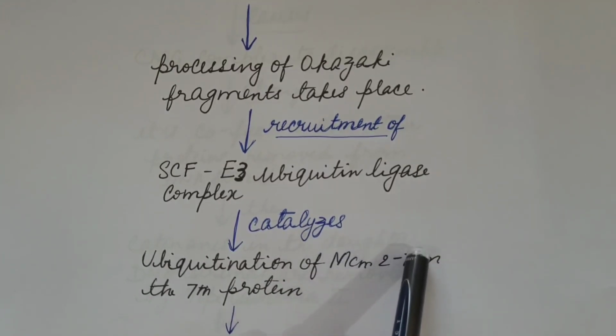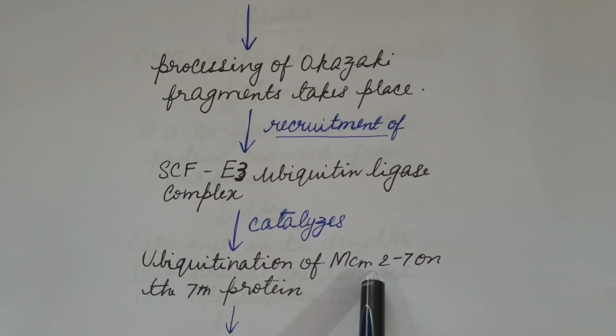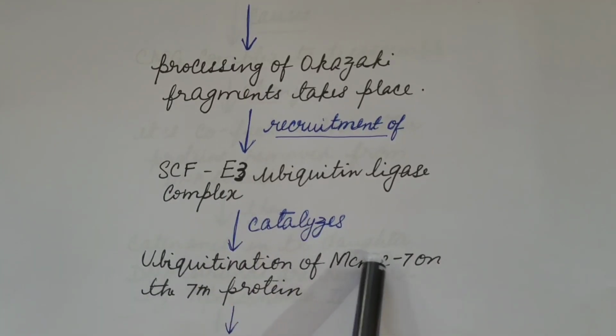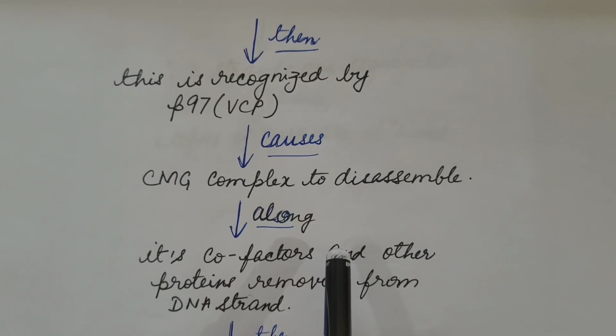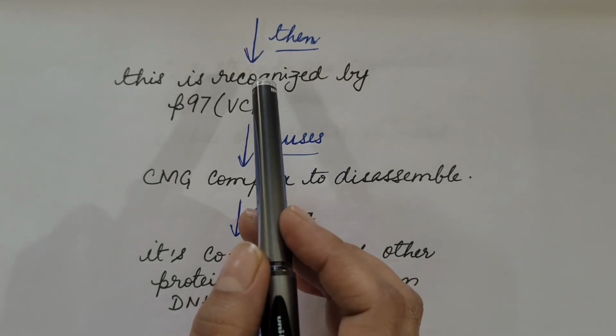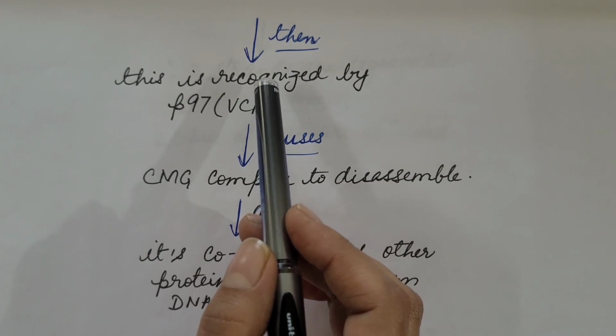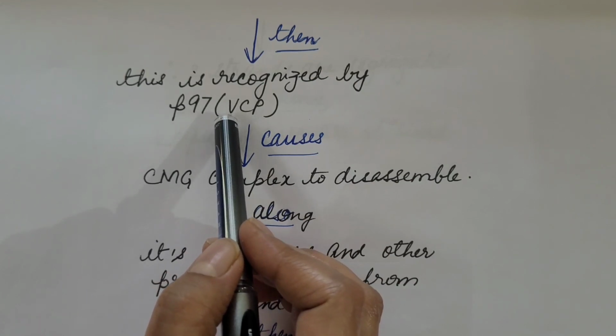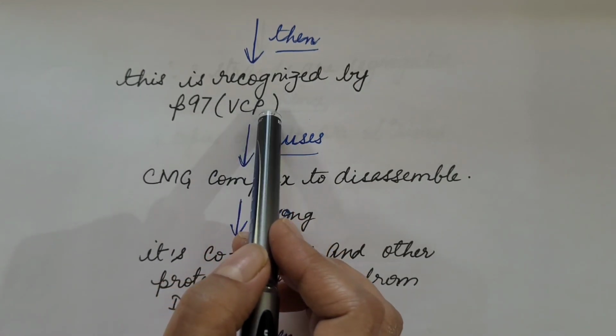So we know that MCM2-7 is a hexamer. It consists of 6 monomeric subunits numbered from 2 to 7. So this SCF catalyzes the ubiquitination of the 7th protein of the MCM2-7 or MCM hexamer. Normally, a ubiquitinated protein is degraded by the proteasome, which is known as proteasomal degradation. But here this ubiquitinated MCM2-7 is recognized by P97, also known as valosin-containing protein, in short VCP.